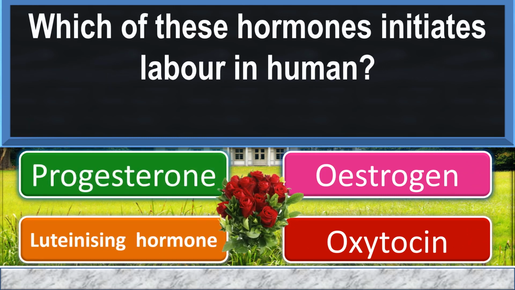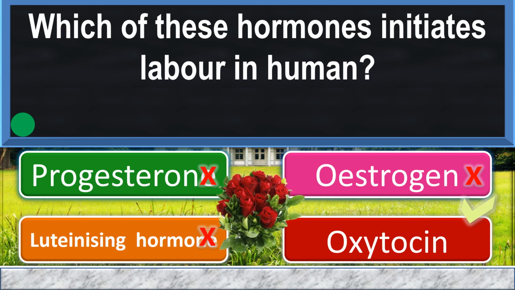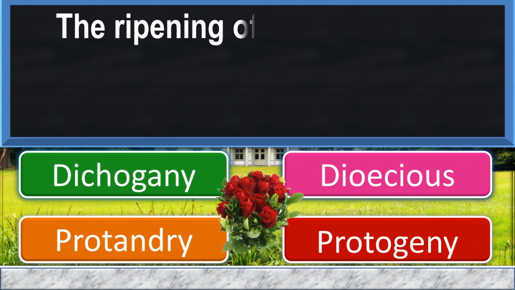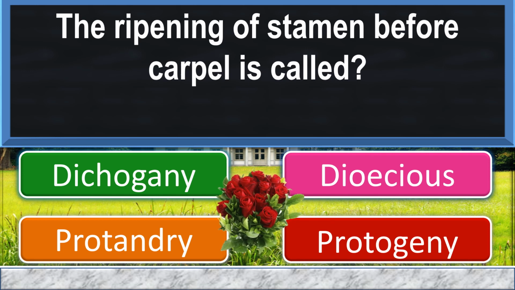Which of these hormones initiates labor in humans? Oxytocin. The ripening of stamen before carpel is called protandry.